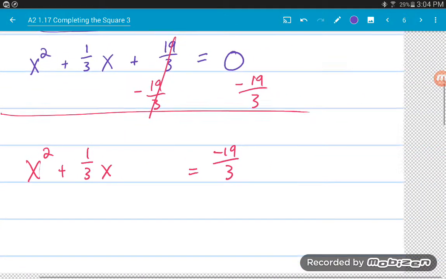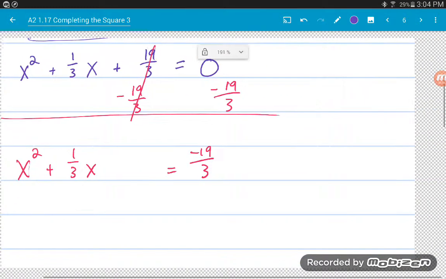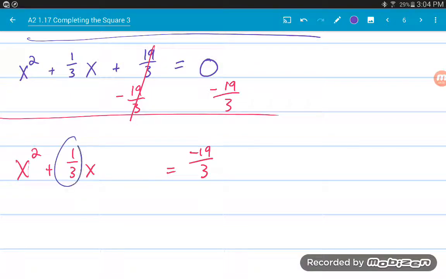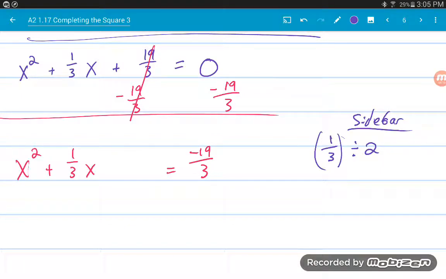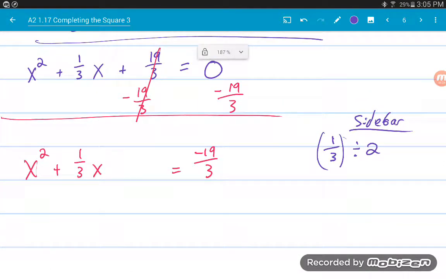Step 2 says take the b and bring it into the sidebar. Now the coefficient on the x, that's b. So I'm going to bring it over into the sidebar and do a little bit of work in the margins, a bit of a private conversation between me and math right now. 1/3, and I want to divide this by 2. 1/3 divided by 2. Now, if you have a graphing calculator, this is a really easy question to answer. 1/3 divided by 2. I think this is going to turn sideways when I do it, so I'm sorry if that's the case.